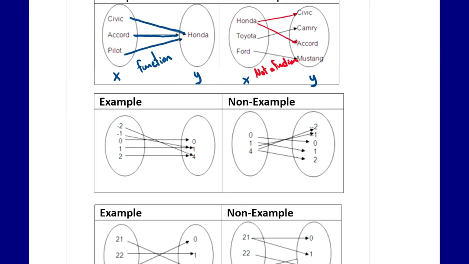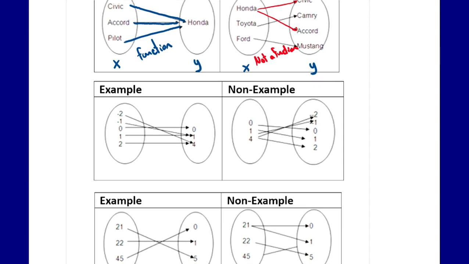Looking at more mapping diagrams, this example is labeled as a function, and we just want to make sure we know why. Looking at all the x values in the first oval, we can see that there's only one possible y value for each one. There's only one arrow coming out of each x value. Even though they could go to the same y value, that's fine, but they don't. There's not more than one arrow coming out of the x values.